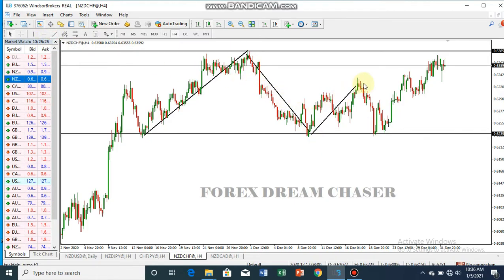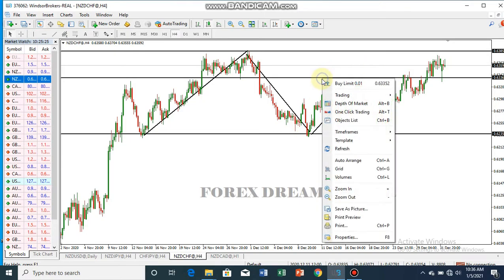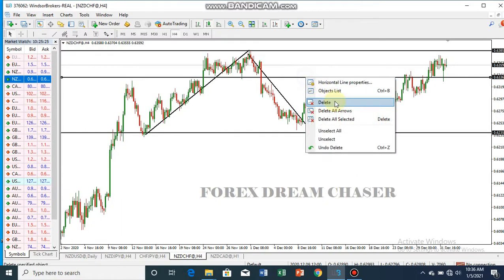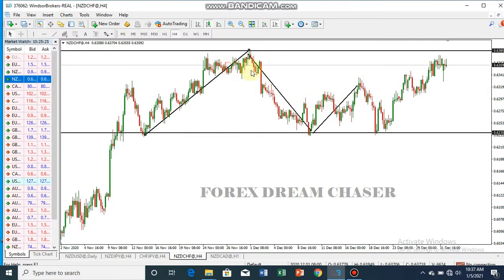There's a reason for the price to turn here. The reason is on your left. Look at this and look at this. That's the reason why the market turned. Alright, fine. Let me remove everything that I just did. Oops.